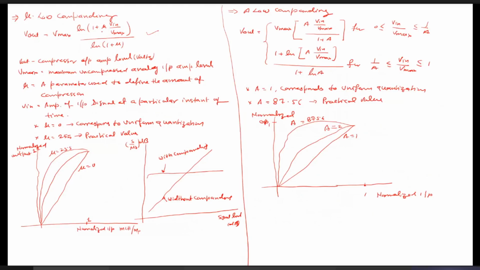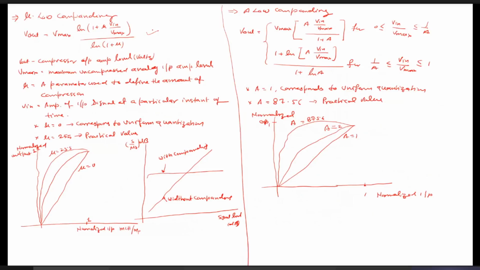V max ln(1 plus mu V in by V max) divided by ln(1 plus mu). Because of this mu parameter, it is called mu law companding. Where mu is the parameter, V in is the input voltage magnitude, and V max is the maximum value of the input signal. And this mu can vary from 0 to 300, 400, 500 like that.